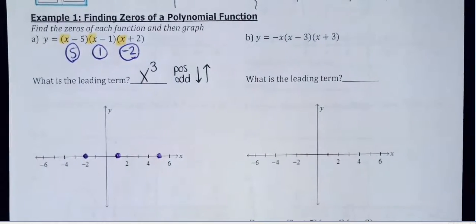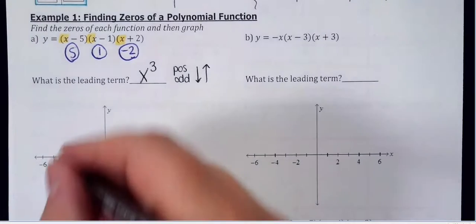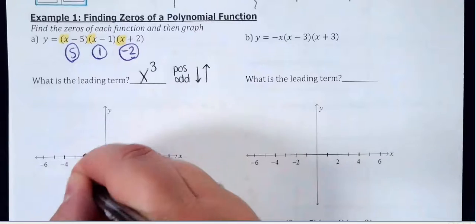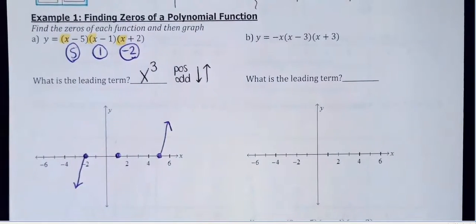Okay, now all you have to do for the graph, the end behavior is what I do. On the far left, whatever's on the far left, that's -2 here, I'm going to draw down. And then on the far right, I'm going to draw up. That is how my graph is supposed to end up.